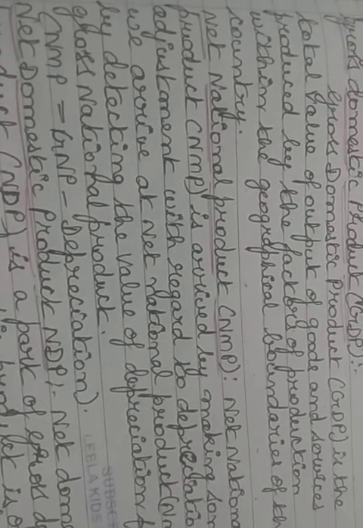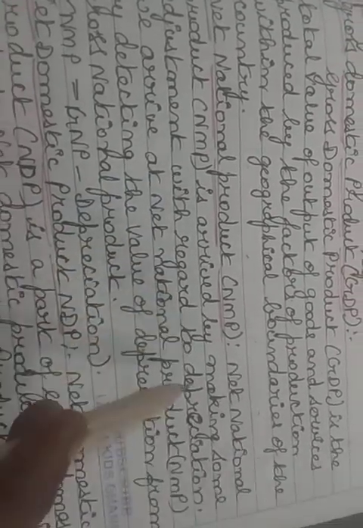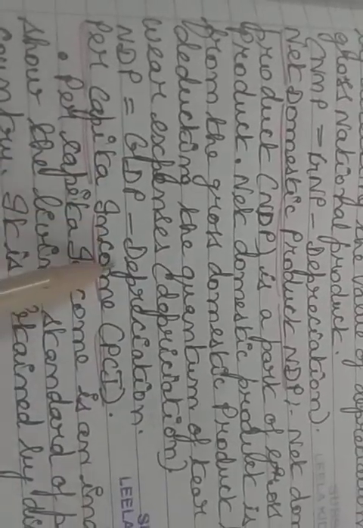Net national product, NNP, is arrived at by making some adjustment with regard to depreciation. We arrive at net national product, NNP, by deducting the value of depreciation from gross national product. NNP is equal to GNP minus depreciation. Net domestic product, NDP, is a part of gross domestic product. Net domestic product is obtained from the gross domestic product by deducting the quantum of wear and tear expenses, depreciation. NDP is equal to GDP minus depreciation.